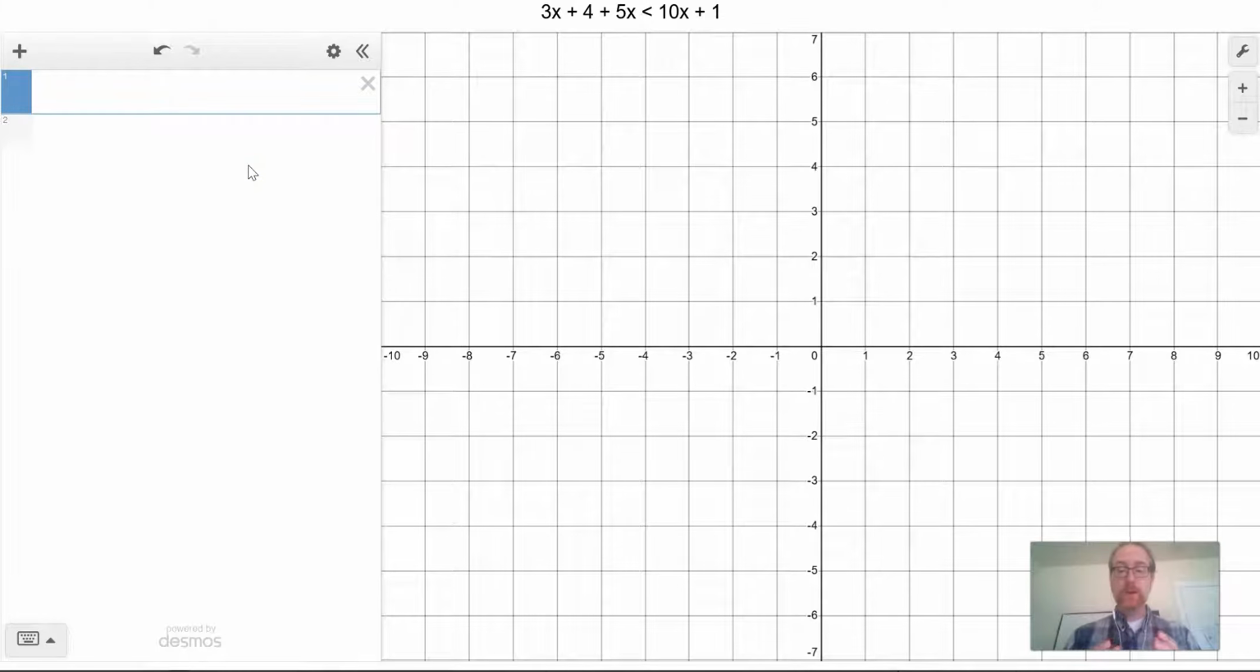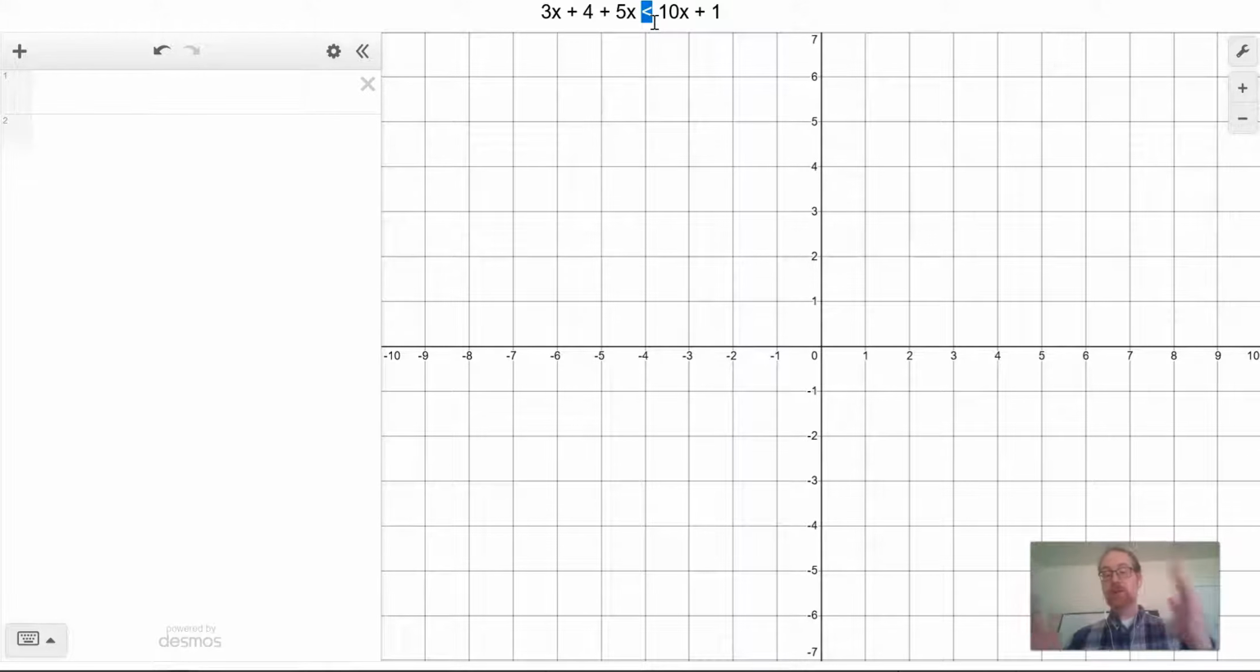Hi, now we're going to try to use the Desmos graphing calculator to show our work and check our work for this kind of a problem. Notice that it does not have an equal sign here. So it's not called an equation because it doesn't have an equal sign. It has a less than sign here. So it's called an inequality.